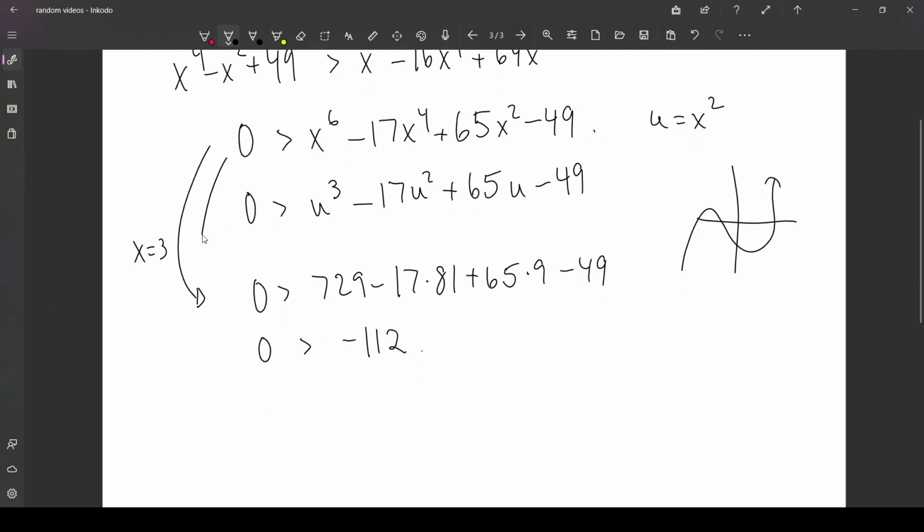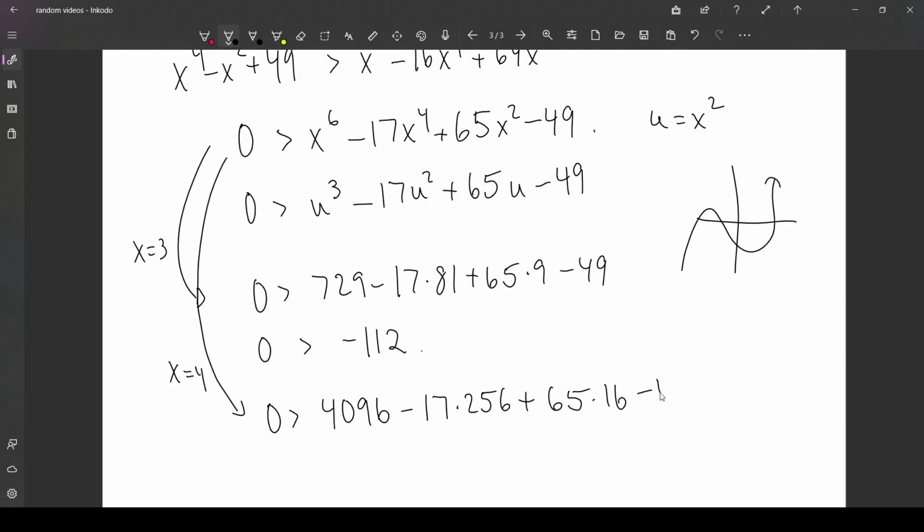And we can also look at, well, what about, say, x equal to 4? What happens with x equal to 4? So we have 0 is going to be greater than, I think 4 to the 6 is this, right? So 2 to the 12 minus 17 times 256 plus 65 times 16 minus 49. And if you work all that out, then you get 735. And so this is false. So the inequality fails for x equals 4.